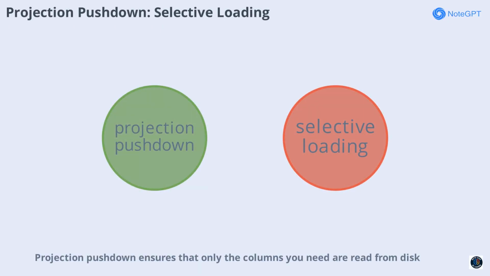Projection pushdown ensures that only the columns you need are read from disk. This reduces I/O and memory usage, especially when working with wide datasets. By specifying your desired columns in the query plan, Polars can skip unnecessary data, further speeding up your analysis.